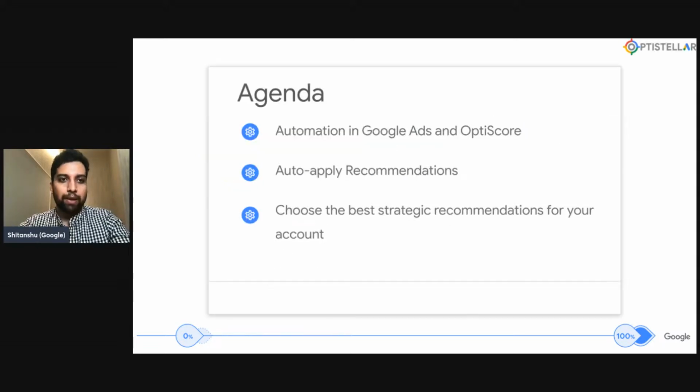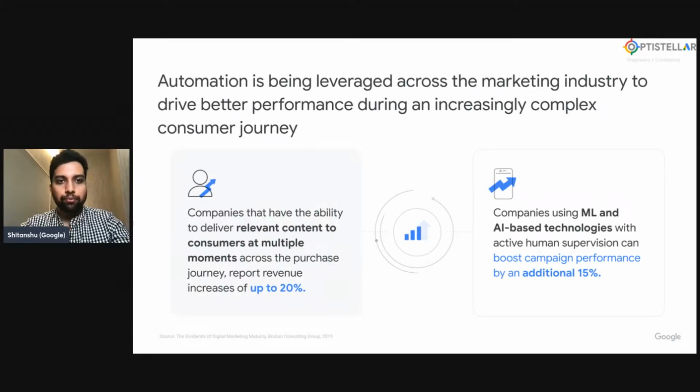The agenda for today is pretty straightforward. First, we'll understand what all automation features Google Ads provides along with OptiScore and optimization score recommendations. We'll also be talking about auto apply recommendations. And later on, we'll talk about the best practices or the best strategy that you can opt into for recommendations based on your account, your campaign types, and the marketing objective that you run your campaigns for. With that said, let me quickly get into the detail now.